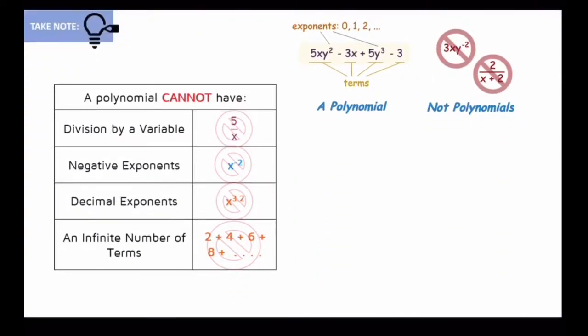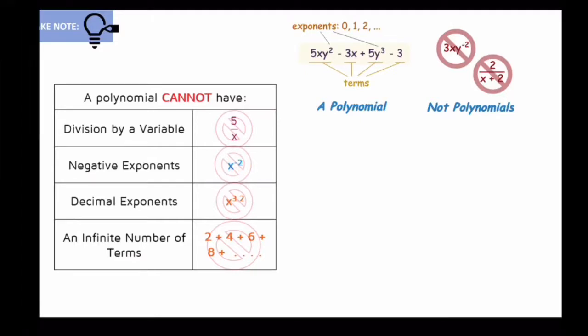So here I found some images of examples of what makes a polynomial and what does not make a polynomial. Over on the left side here, this is step by step. So division by a variable. So 5 divided by X, that is not a polynomial. X is underneath. Negative exponents. Anything with a negative exponent is the same thing as having a division by an exponent or variable. So an example here is x to the power of negative 2. It's the same thing as writing 1 over x squared.